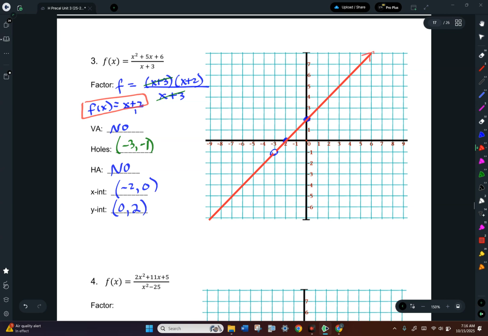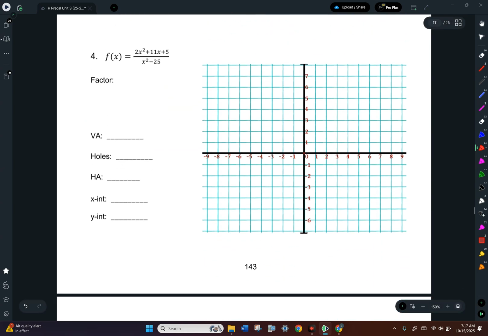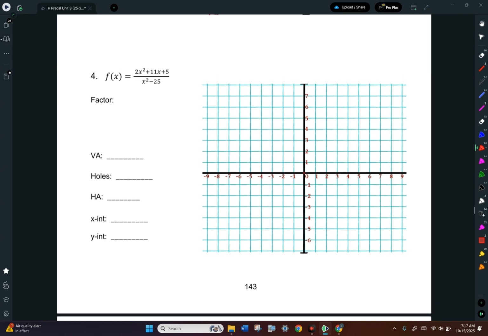So yeah, my equation was just a line. It started out as a rational function because I had x's on top and bottom, but it simplified down to being just a linear equation. Okay, that might happen. Let's do one more example. Let's see if there's anything different with this one.